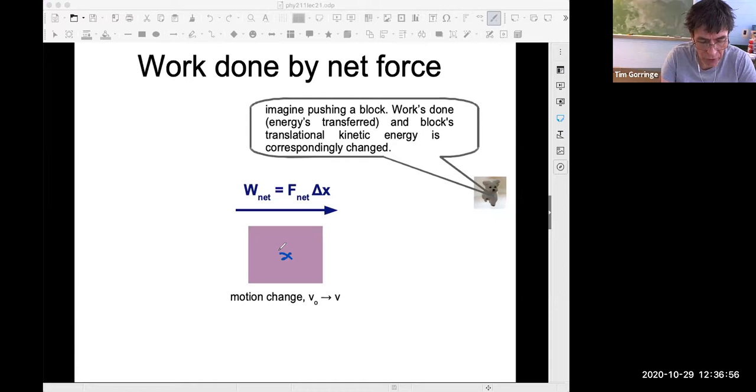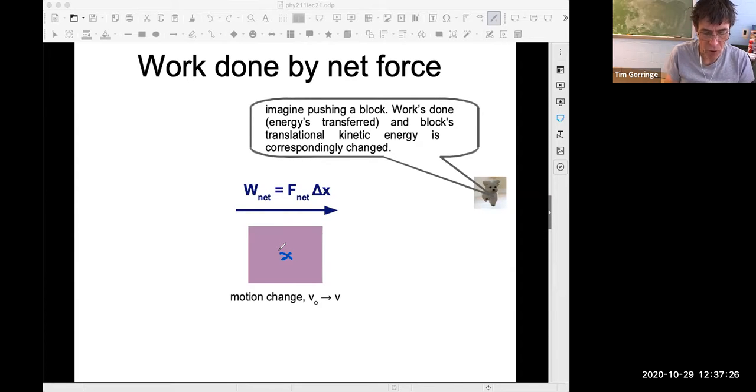And it's moving from left to right across the tabletop. And we could imagine pushing the block across the tabletop from left to right, exerting a force on the block. And when we do that, from an energy viewpoint, we think of it as doing work on the block, as transferring energy to the block.